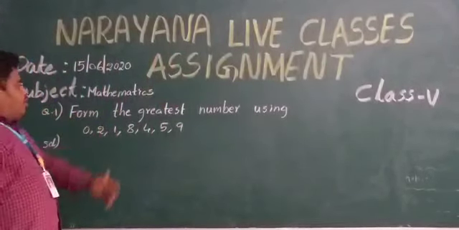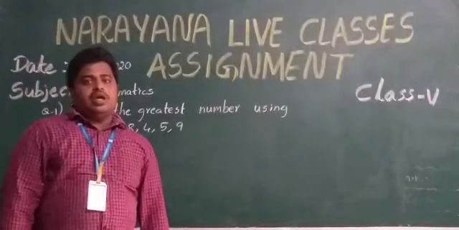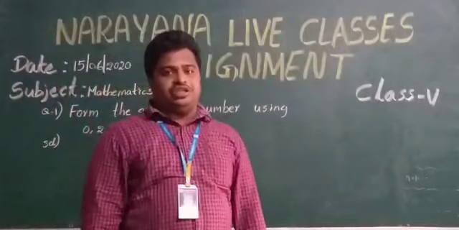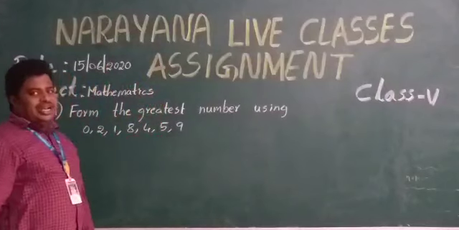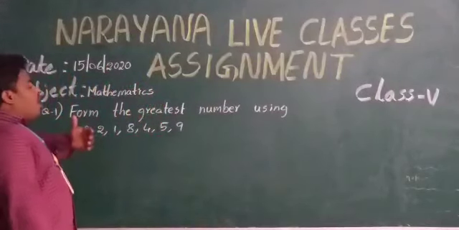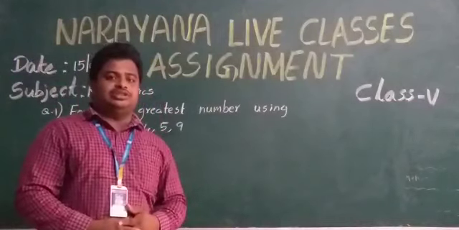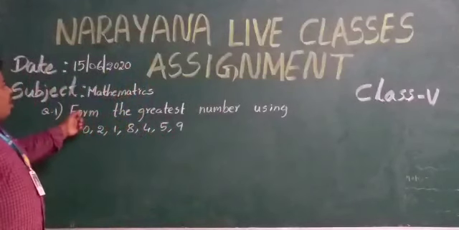So today we are going to discuss how to arrange the greatest numbers. Already we discussed the place value system of numeration, the Indian place value system of numeration. Using that, we learned how to rearrange the digits, how to form the numbers, and how to read and write the numbers. And today we are going to discuss the form.